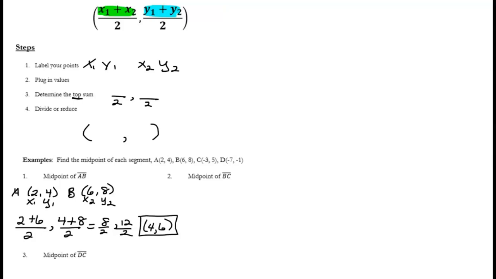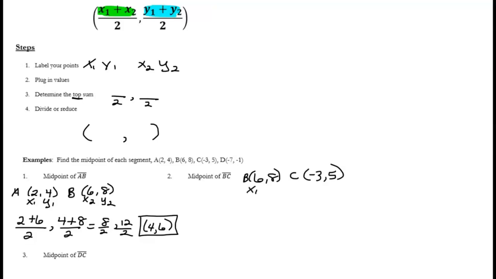All right, same thing for number 2. I'm going to start off by writing my points. So B is at 6, 8, and C is at -3, 5. Okay, what I would like you guys to do is label your points and plug in. And once you think you have it plugged in, press play.